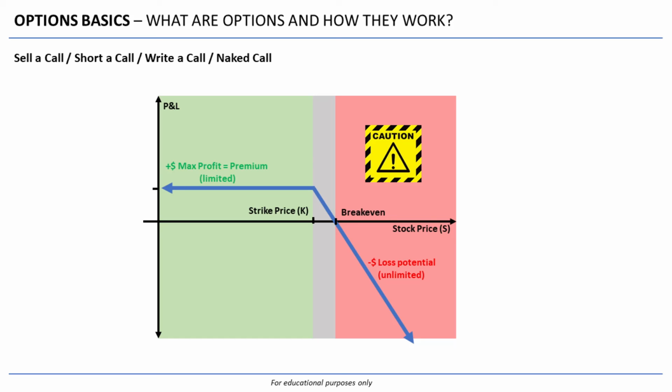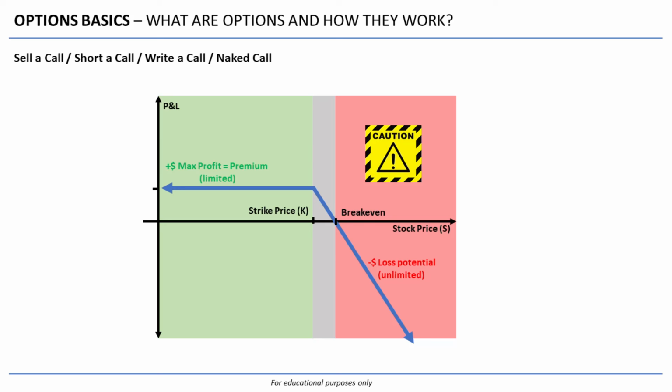Gray section. At expiration, the stock price is slightly above the strike price. There is some intrinsic value, but it is less or equal to the premium. The option holder will exercise the option. The option writer makes a smaller profit or breaks even.